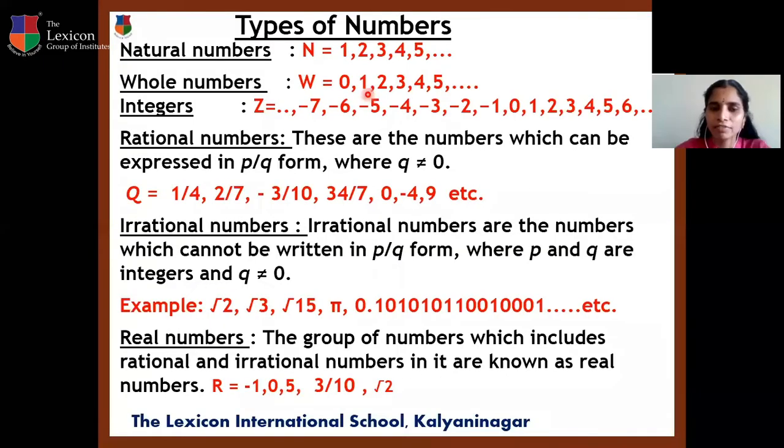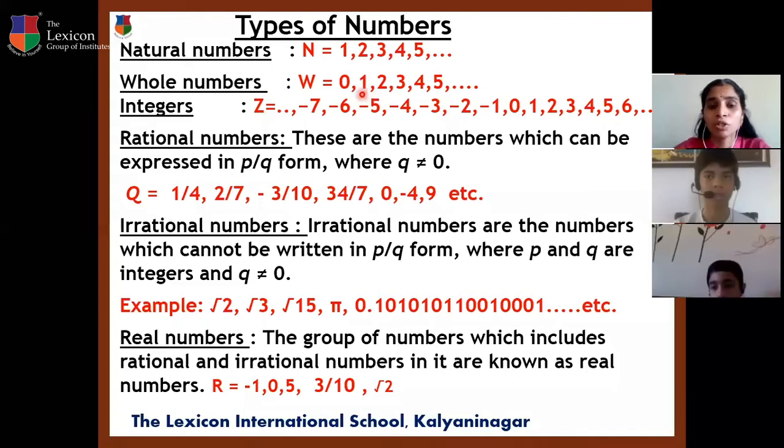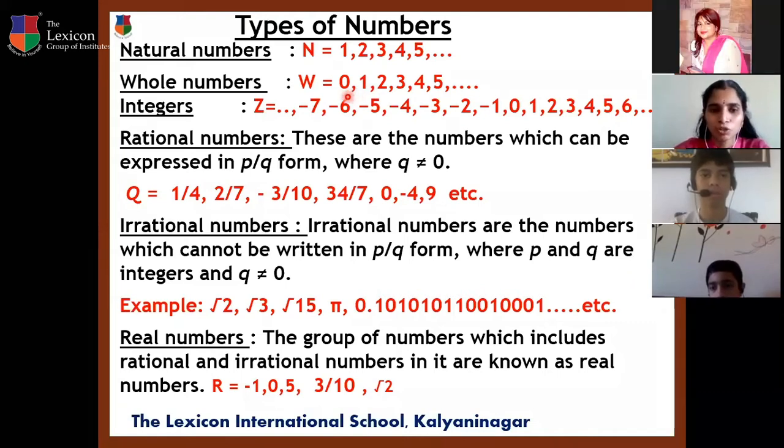Natural numbers added with one more integer, that is 0. Not integer, actually that's a number 0. Now then, because I'm going to integers later. Now next, natural numbers, whole numbers, and next is integers.